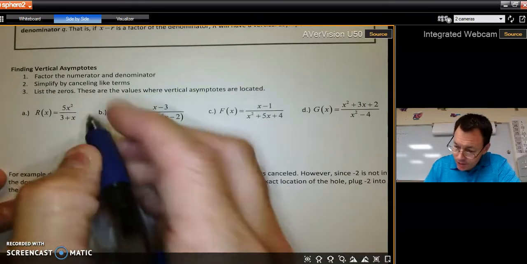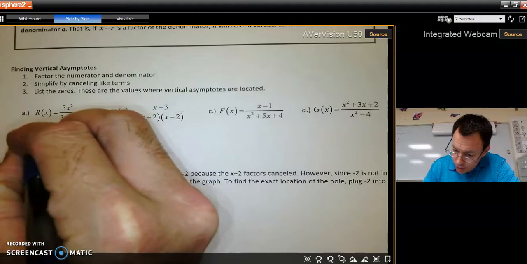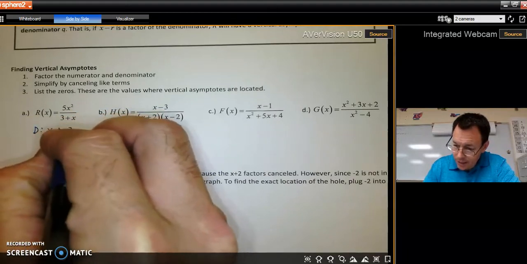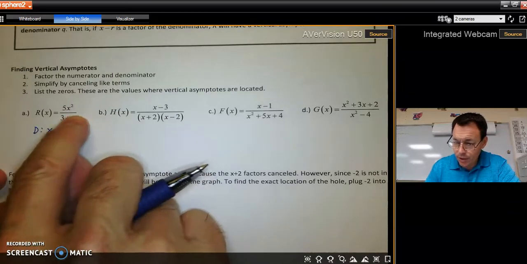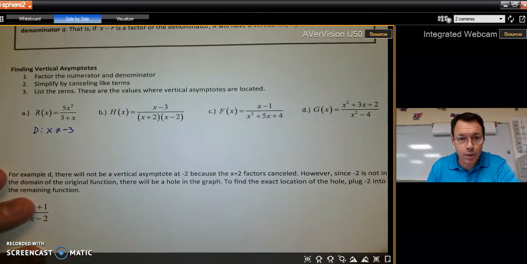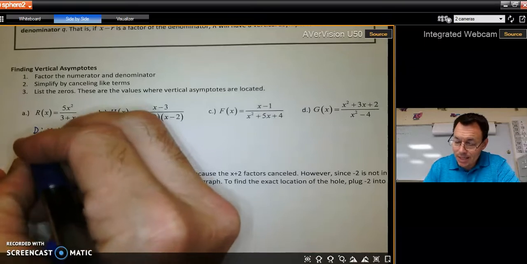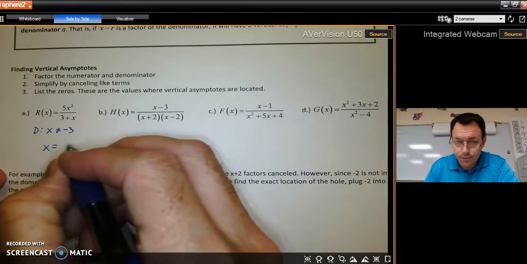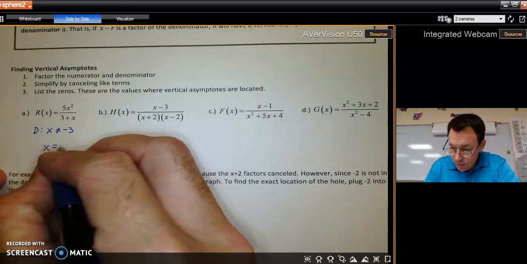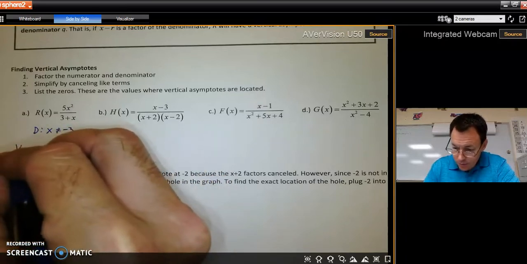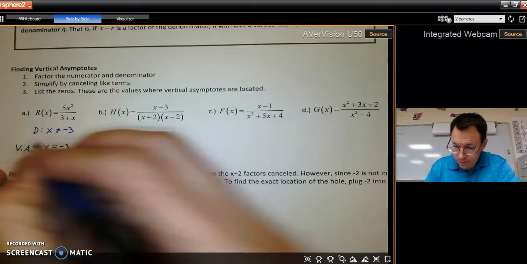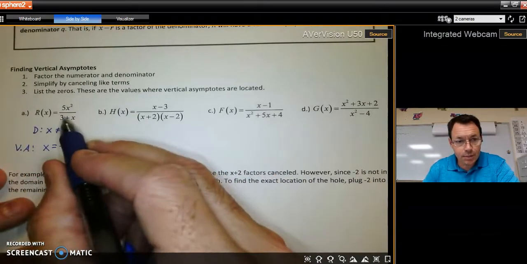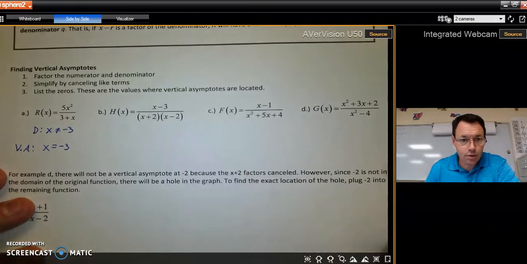So this has a domain restriction that x cannot equal negative 3. If you put a negative 3 there, you're going to get a 0 in the denominator. That's our domain restriction. That means that the vertical line, which we write as x equals, the vertical line x equals negative 3, is our vertical asymptote. That's it. Find your domain restriction. If that's a value you're not allowed to plug in, that is going to be our vertical asymptote.